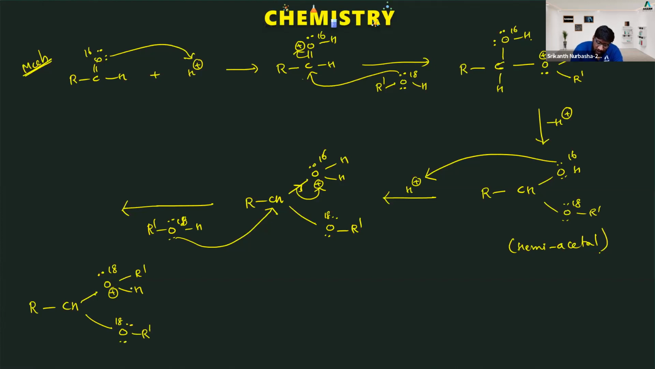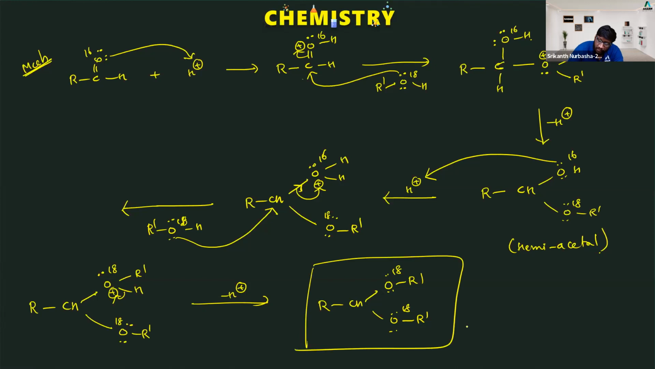Again, O18 oxygen possessing positive charge, OH bond is present, so loss of H plus will occur, forming RCH(OR')(OR'). Each oxygen has two lone pairs, and both the oxygens are O18 oxygens, which are coming from alcohol. This is your acetal. Everyone got this or not?